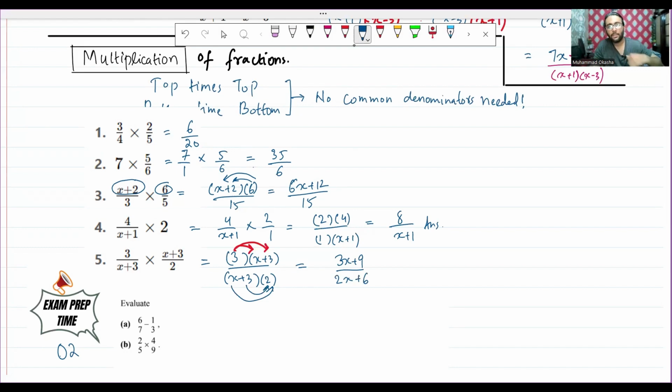Okay. Now, do not make a mistake of adding the two numbers, because with 3x plus 9, do not make a mistake of adding them, because they are not like terms. So I'll just leave it there. Okay. All right.